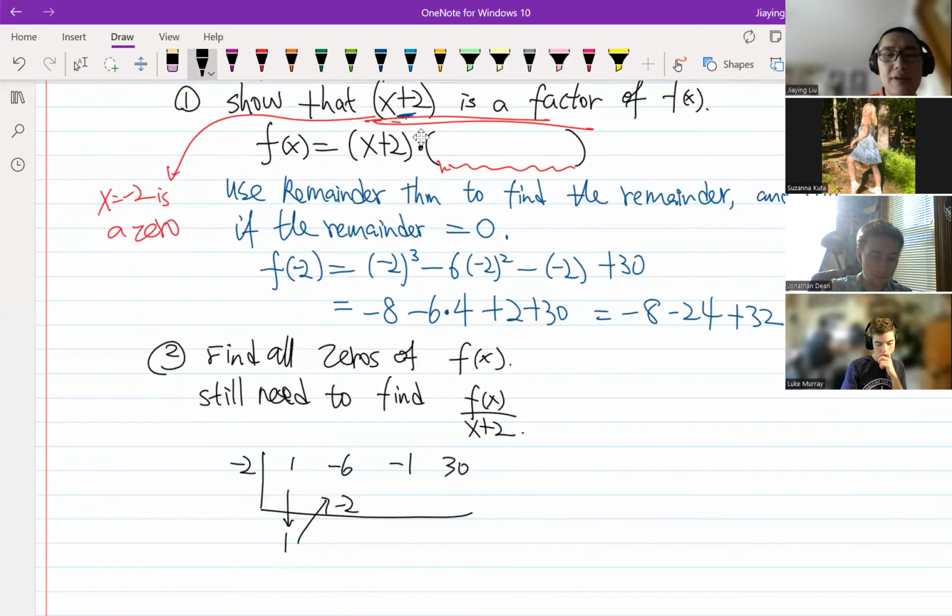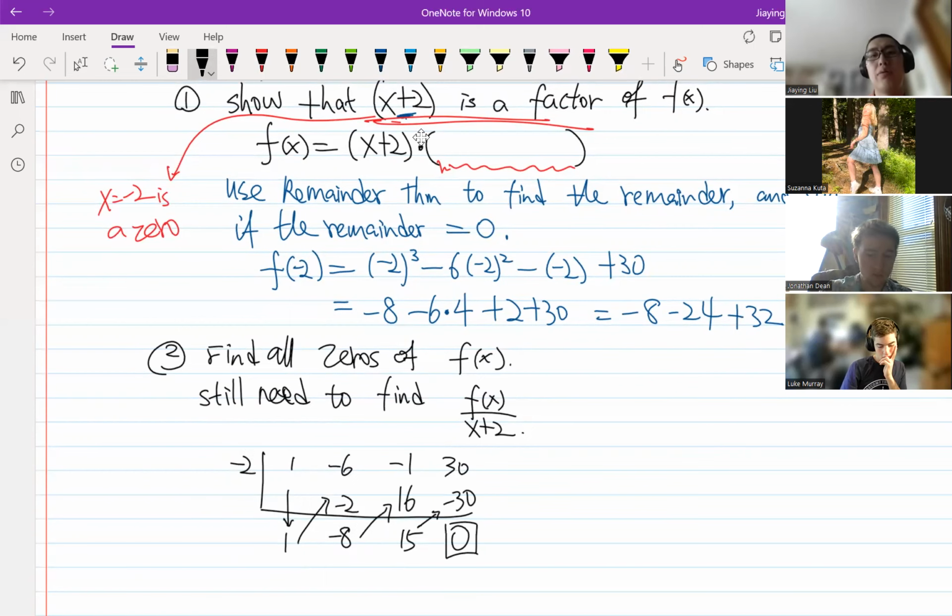And then I'm going to add, bringing it directly below. So -6 plus -2 is -8. And now I'm going to take -8 and -2, multiply them, put it into the next column. So 2, 8, 16, +16. Then I'm going to add again. So -1 plus 16, 15. And I need to multiply 15 by -2. So -2 times 15, that's -30. -30 plus 30 gives us 0. So that's good. The remainder equals 0, but we don't care about that.